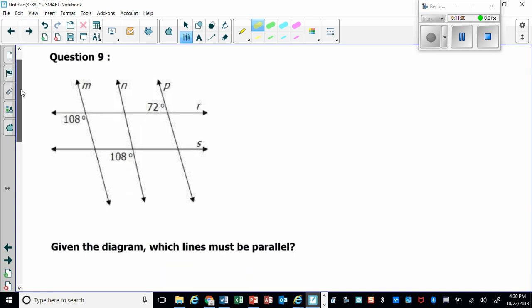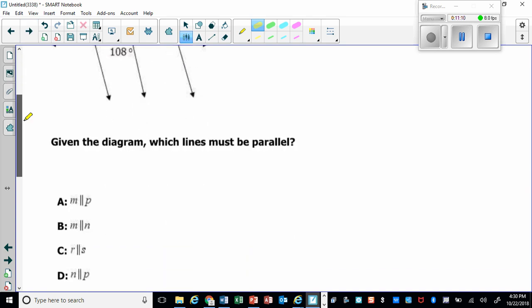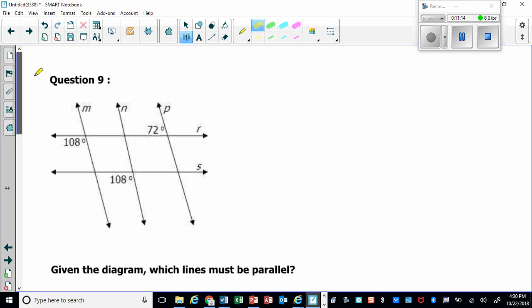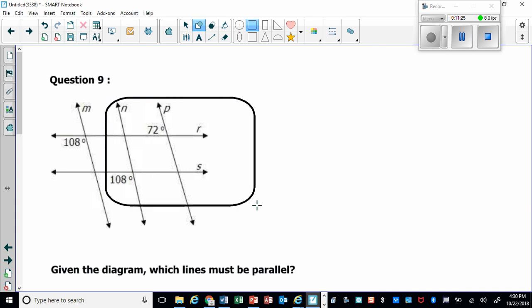All right, so this is the one. Given the diagram, which lines must be parallel? So you have to always, and this is what I like to do, if I wanted to prove R is parallel to S, this is what I will do. I will cover everything else. In this case, R and S are parallel, right?